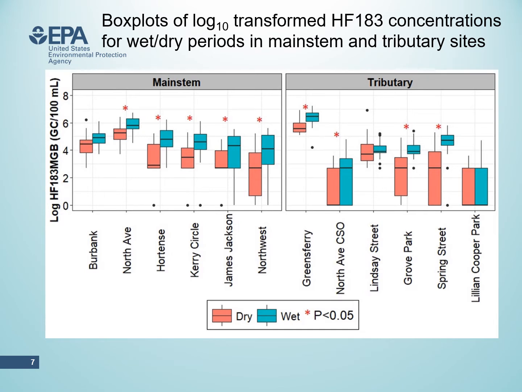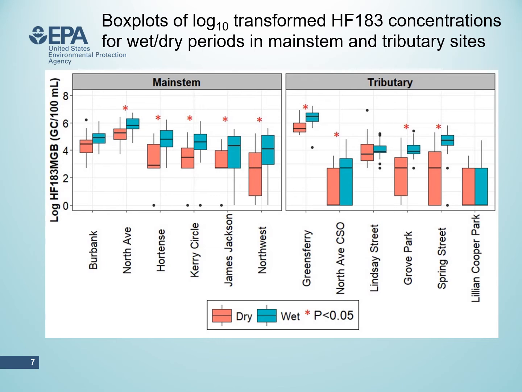In this second graph, I am showing the concentration of the human-associated marker HF183, again for wet and dry periods in the main stem and the tributary sites as before. It was found that the concentration of the HF183 was significantly higher during the wet periods, again, both in the main stem and in various of the tributaries that were impacting the main stem.